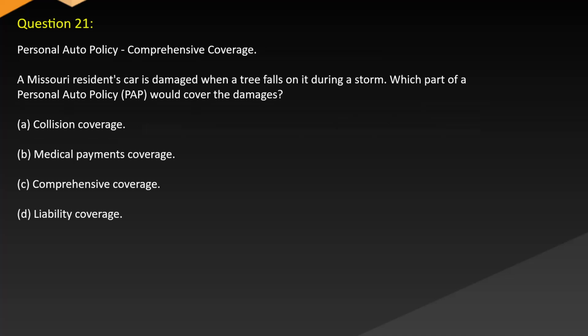Question 21. Personal auto policy. Comprehensive coverage. A Missouri resident's car is damaged when a tree falls on it during a storm. Which part of a personal auto policy, PAP, would cover the damages? A. Collision coverage. B. Medical payments coverage. C. Comprehensive coverage. D. Liability coverage.